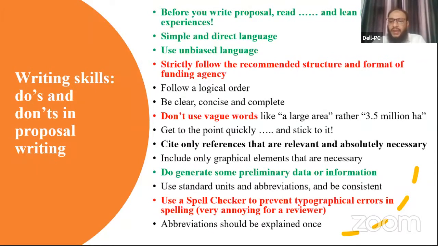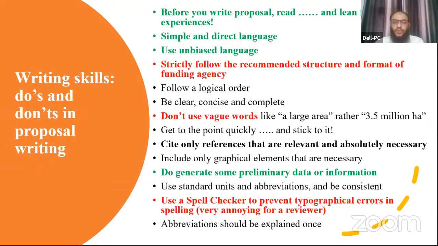Use standard units and abbreviations and be consistent throughout the proposal. The most important part: always use a spell checker to catch typographical errors in your typing. This is the most annoying part for a reviewer. So be careful and check the spelling properly, twice and thrice, after writing the proposal. And when you use abbreviations, they should be explained once. So these are some do's and don'ts, and mostly these are do's to discuss.